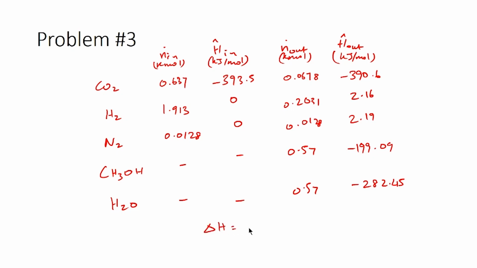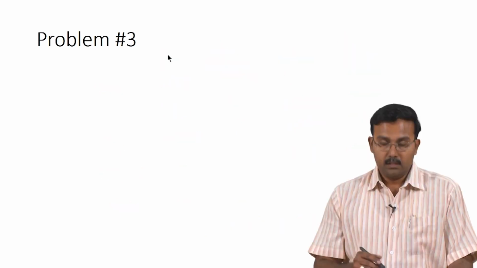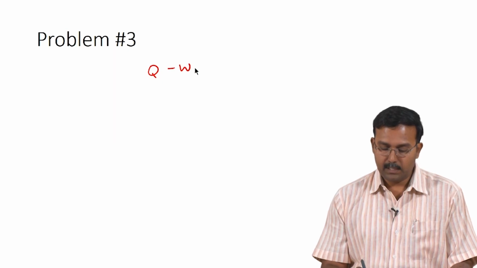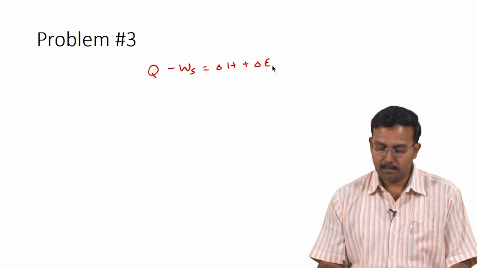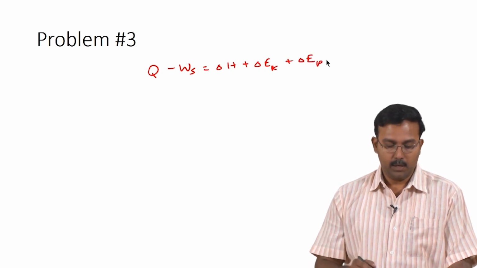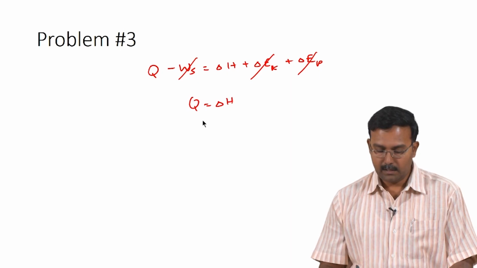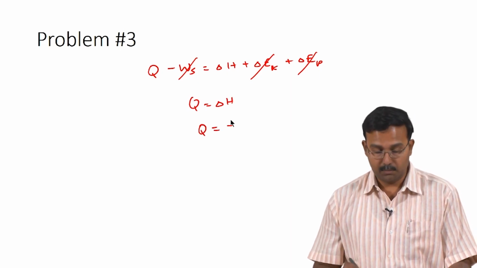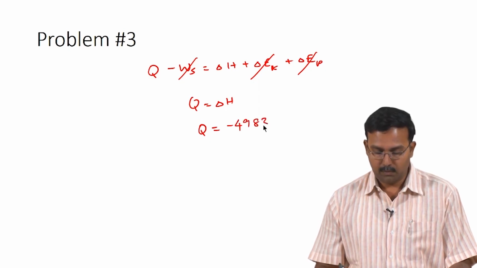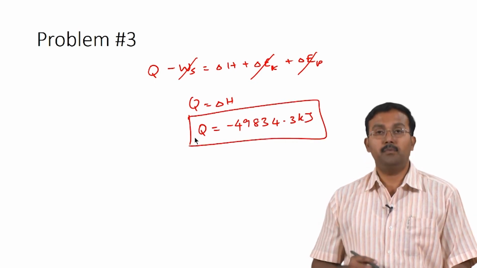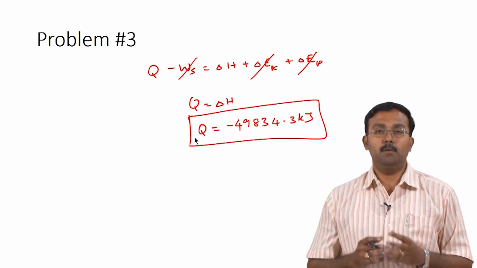So, delta H for this process would be, we can calculate the total enthalpy of the outlet stream and subtract the total enthalpy of the inlet stream from that value. So, this would give us minus 49,834.3 kilojoules. So, if we were to look at the general energy balance equation, for the open system the energy balance equation would have been Q minus Ws equals delta H plus delta Ek plus delta Ep, and you have no change in kinetic or potential energy, no moving parts. So, this would give us Q equals delta H, and Q, which is the amount of heat supplied or removed from the system, would be minus 49,834.3 kilojoules. So, with this we have performed all the required calculations to get the amount of heat transferred.